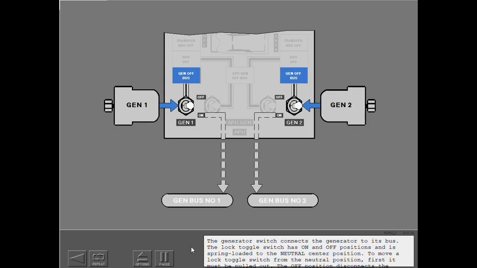The generator switch connects the generator to its bus. The lock toggle switch has on and off positions and is spring-loaded to the neutral center position. To move a lock toggle switch from the neutral position, first it must be pulled out. The off position disconnects the generator from its bus. The blue generator off bus light illuminates whenever the generator is not powering the bus.